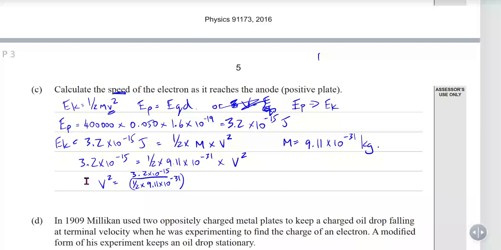Just do a quick check, and I get an answer. V squared equals 7.0252 times 10 to the 15, and of course that's V squared here, so what do I need to do? I need to square root it. V equals square root of the answer, and it's given me a number with lots of digits, so I'm going to press the ENG button to put it into some sort of exponent form.